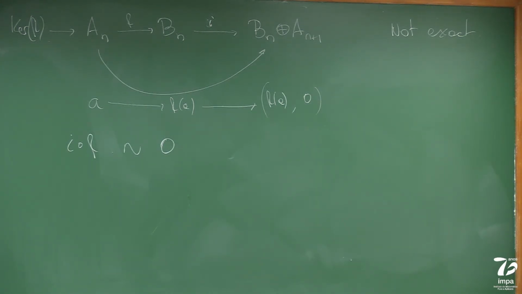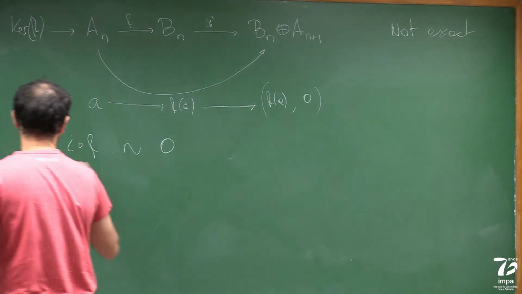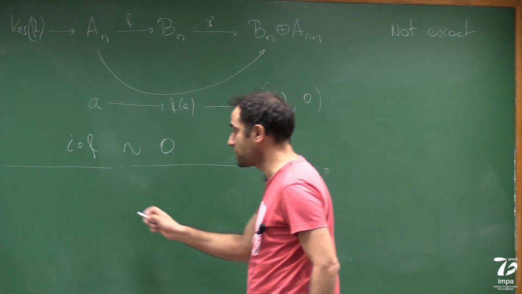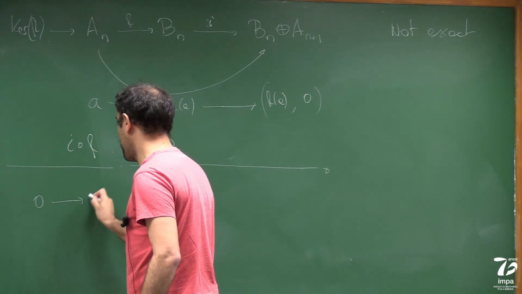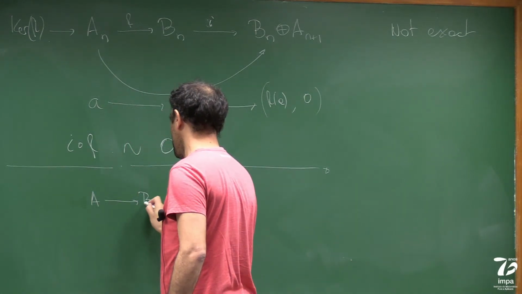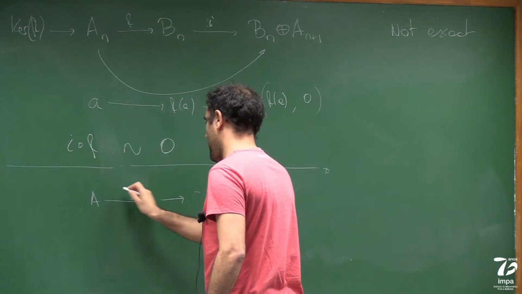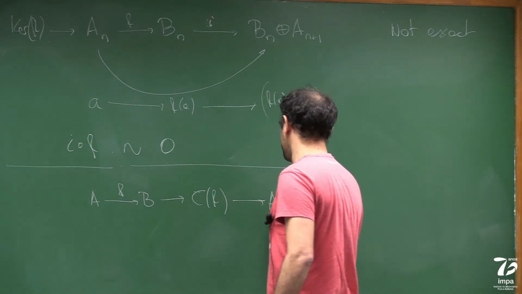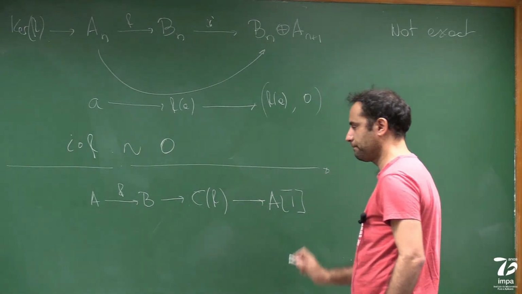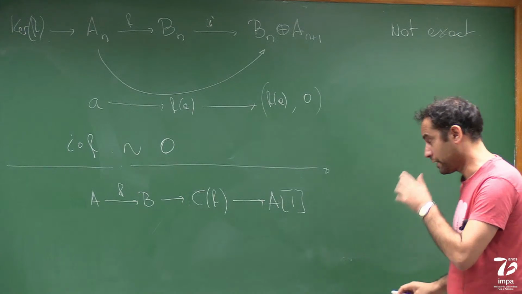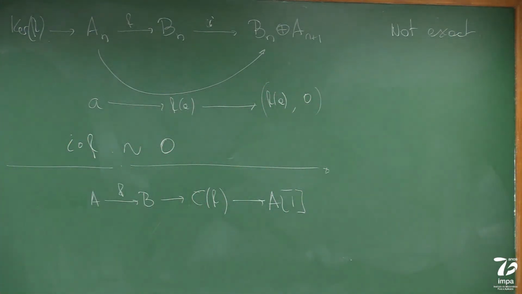All right. So let's look at what do we have when we have a cone. So let's suppose that we have a map F between A, B, and here I have the cone of F, and here I have A shifted by 1. So let's do this in a different board.